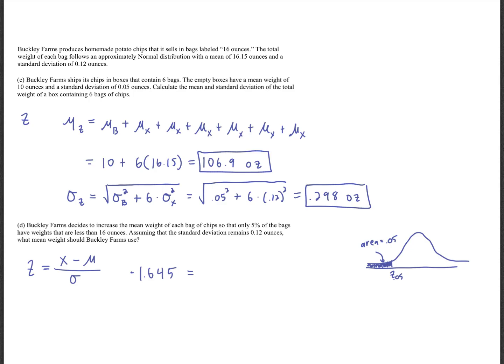Okay, so we wanted 5% to be less than 16 ounces, so 16 is our value. We're trying to find the mean, and they said that the standard deviation is the same. Okay, so just solve this for the mean, just a little algebraic equation, and you get mean equals 16.197.